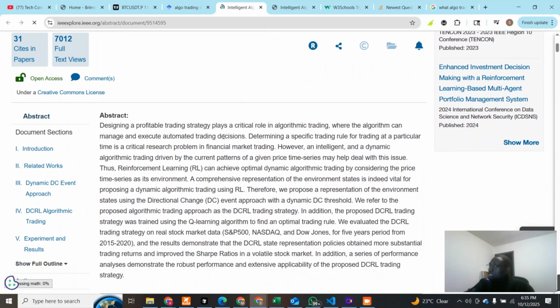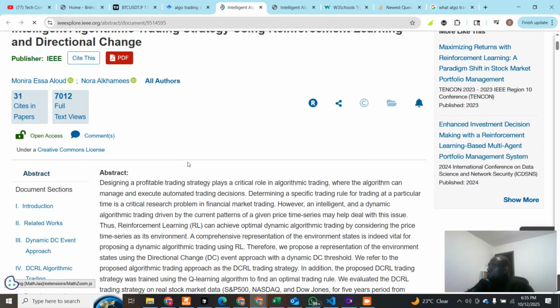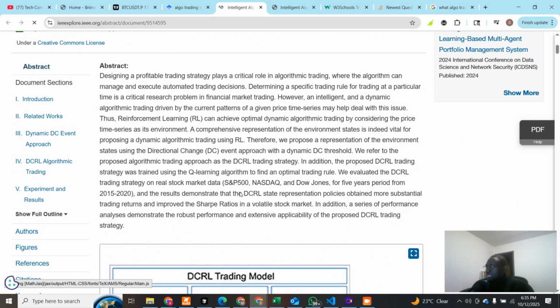If you find it confusing, download it, give it to ChatGPT, and tell it to summarize what they are saying. But this one is basically evaluated on the stock market. You understand? So they said we evaluated the DCR, that's the directional change and reinforcement learning trading, on stock market data for a 5 year period, and the result demonstrated that the state representation policy gives substantial trading returns and improves the Sharpe ratio in the volatile stock market, blah blah blah. So this one they used just data, they didn't live trade it.